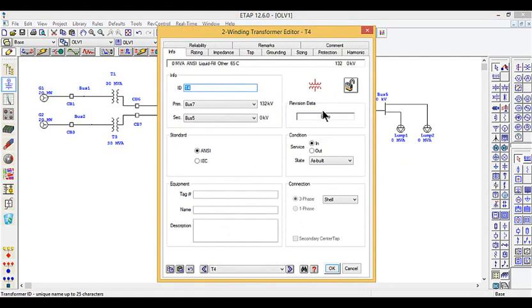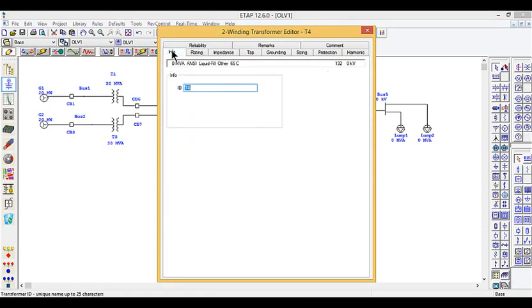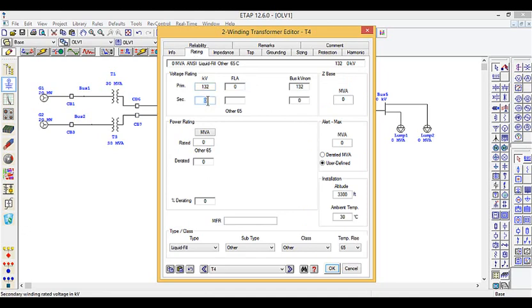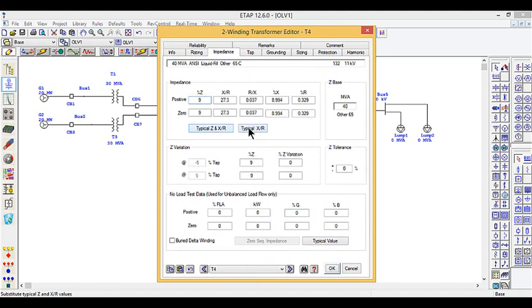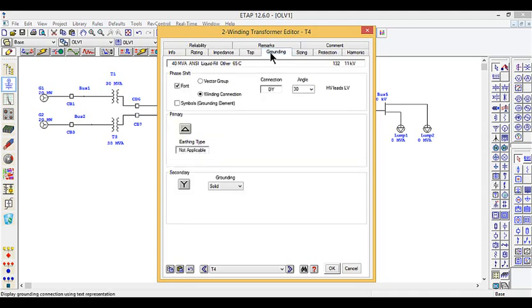Now we have already discussed how to select the rating of transformers: 132 kV by 11 kV with a power rating of 40 MVA and liquid filled oil type transformer, and selecting typical impedance ratings, and grounding is delta Y with a solid grounding, or we can also select YY with solid grounding.